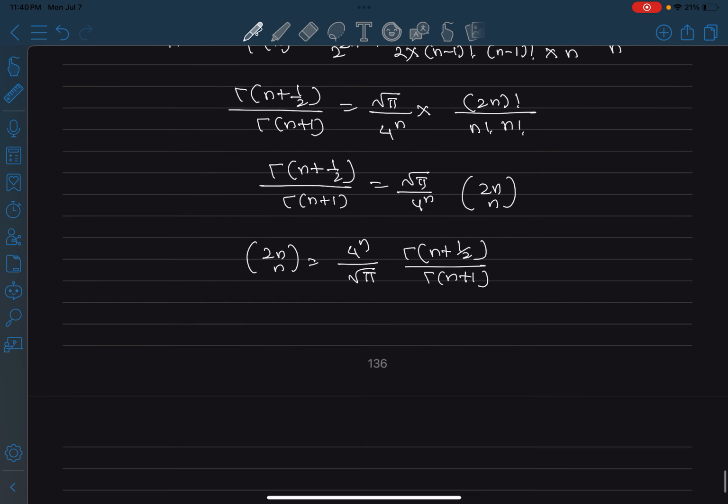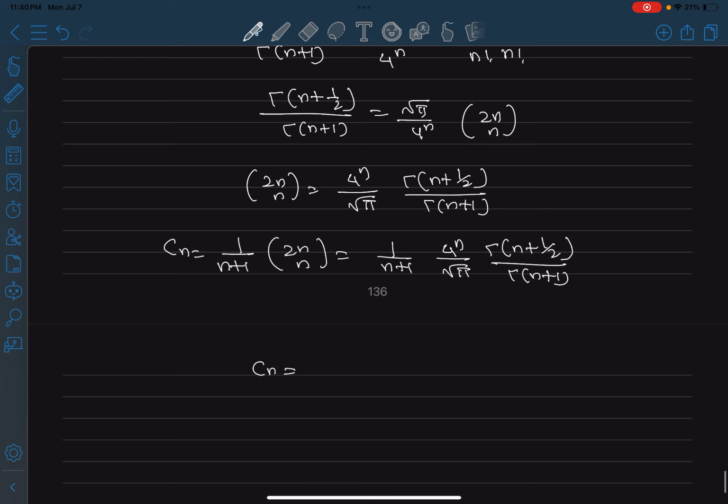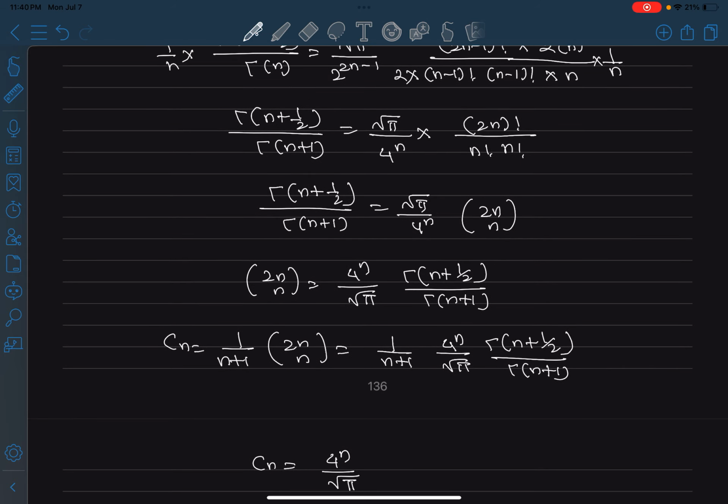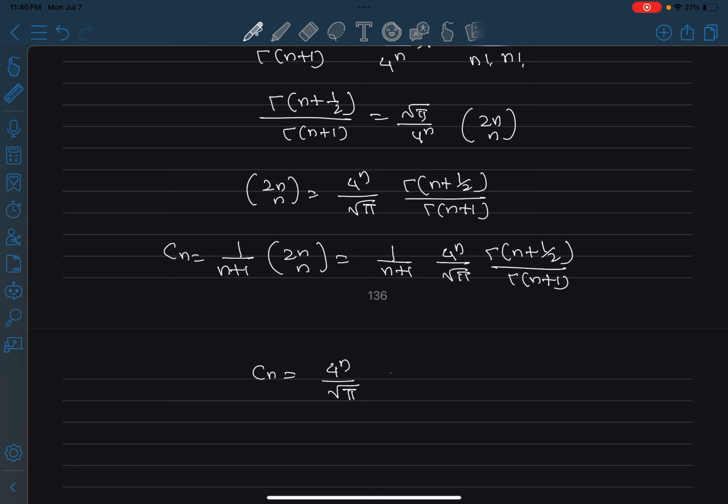Now we know that this Catalan's number is 1 by n plus 1 times 2n choose n, right? So this becomes 1 by n plus 1, 4 to the power n by root pi, gamma of n plus half by gamma of n plus 1. So this Catalan's number is now 4 to the power n by root pi, and then gamma of n plus half by gamma of n plus 2, right?